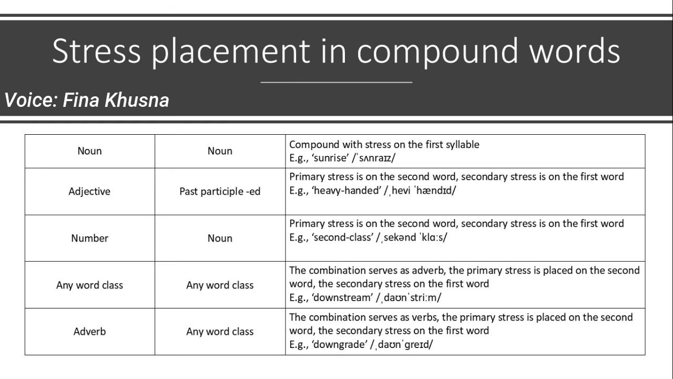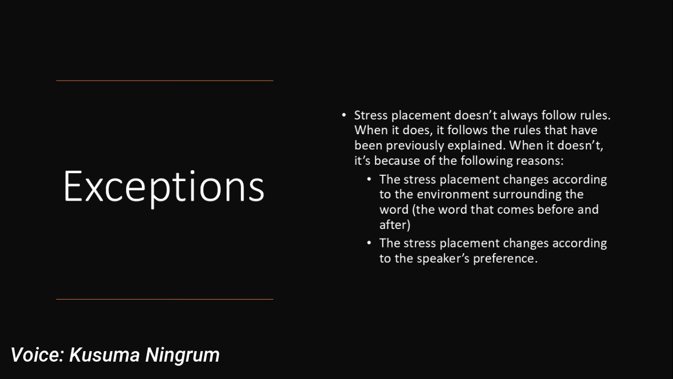And the last, adverb and any word class. The combination serves as a verb. The primary stress is placed on the second word, and the secondary stress on the first word. For example, don't create. Don't is an adverb and create is any word class. There are some exceptions because we don't have to always follow the rules on stress placement. It would be wrong to imagine that the stress pattern is always fixed and unchanging in English words.